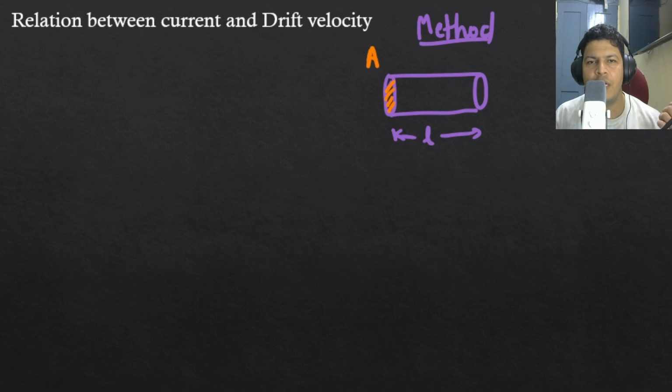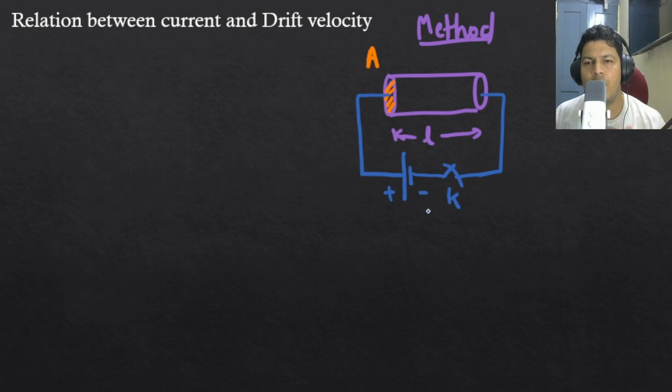Now we are connecting this conductor with wires and a battery. So we have a key as well. When we apply the battery, that means when we switch on the key, what will happen? Current will start flowing through the conductor. So I is the current, and this is the direction of current. Now, very important thing: this is the drift velocity of the electron. This is the direction of drift.